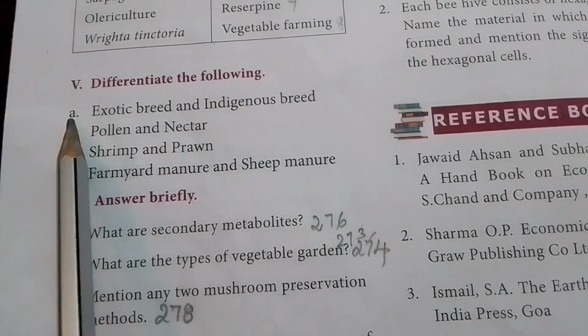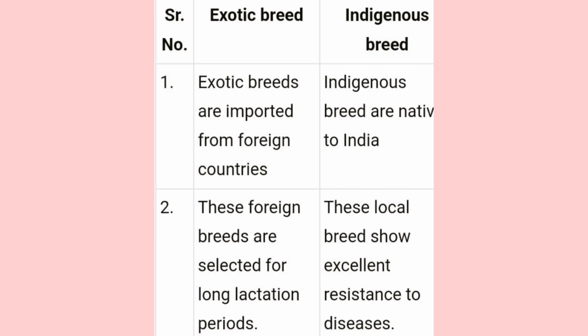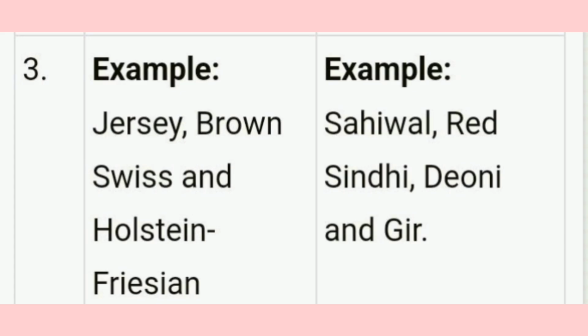Then fifth Roman letter, differentiate the following. A, exotic breed and indigenous breed. First one, exotic breeds are imported from foreign countries. The indigenous breeds are native to India. Second one, these foreign breeds are selected for long lactation periods. Then indigenous breed, these local breeds show excellent resistance to diseases. Third point, example, Jersey, Brown Swiss and Holstein Friesian. Example for indigenous, Sahiwal, Red Sindhi, Deoni and Gir.